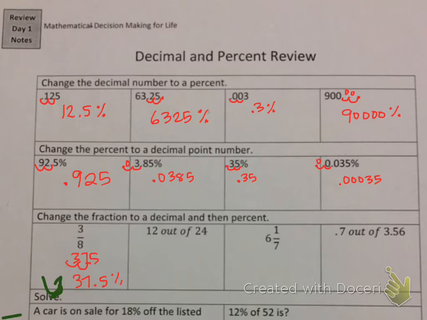We're going to do the same thing on the next one. It says 12 out of 24. That would be written 12 out of 24. When you put that in your calculator, it's going to give you a 0.5. And then when you move that decimal point 2 places, that's going to give you 50%.